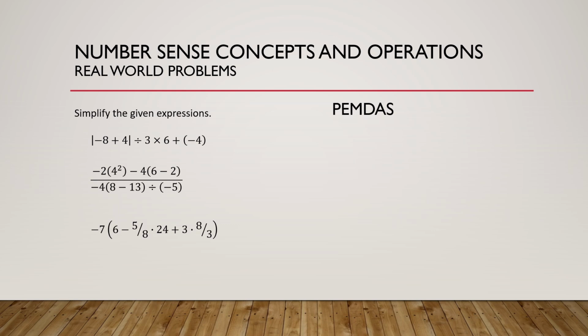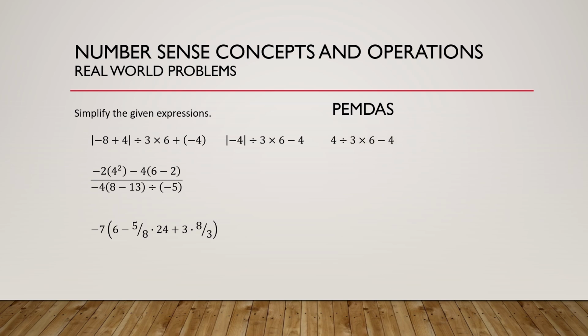The first expression is the absolute value of negative 8 plus 4 divided by 3 times 6 plus a negative 4. First, we complete the addition inside the absolute value brackets. Negative 8 plus 4 equals negative 4. We can treat these brackets the same as parentheses for the sake of order of operations. Next, we take the absolute value of negative 4 to get 4.